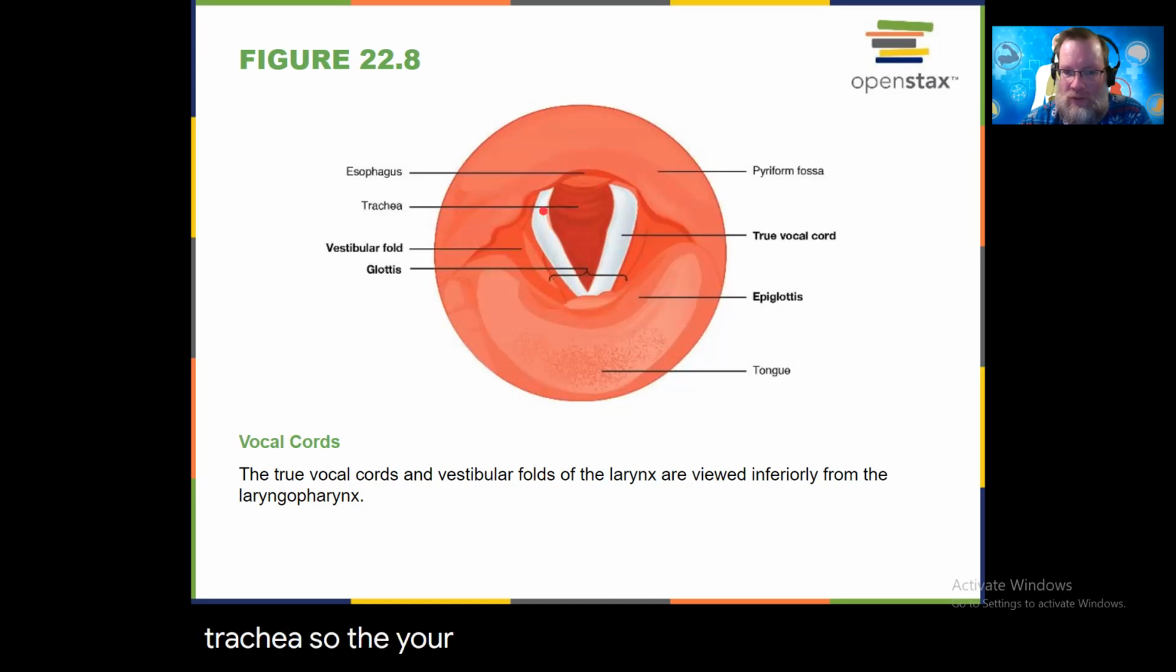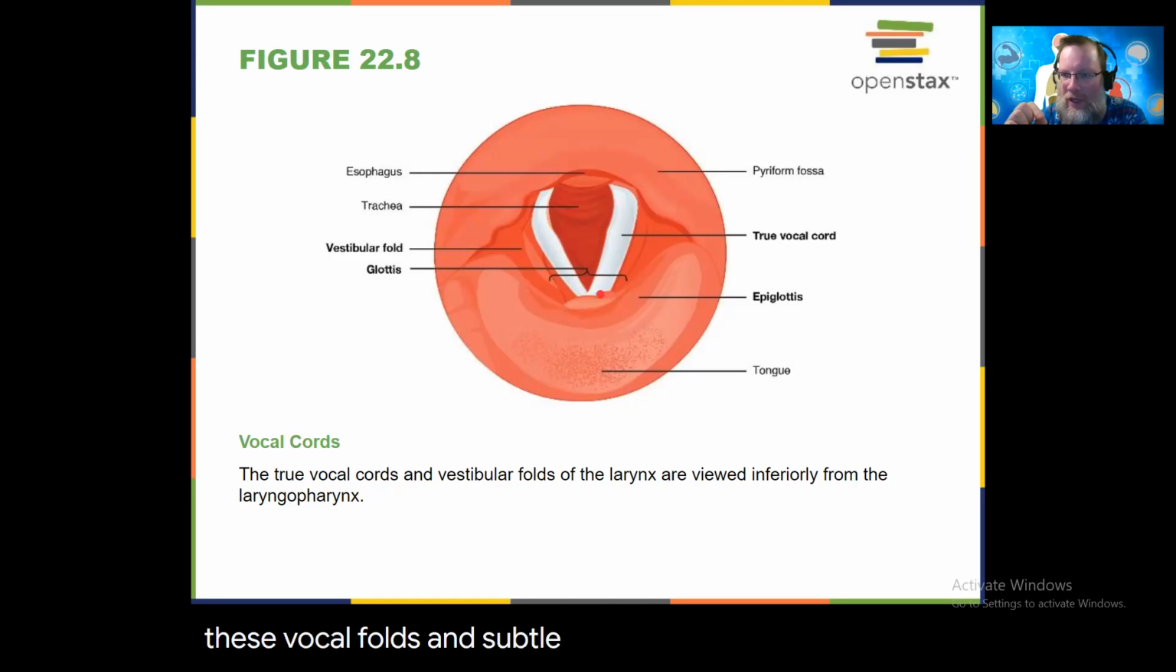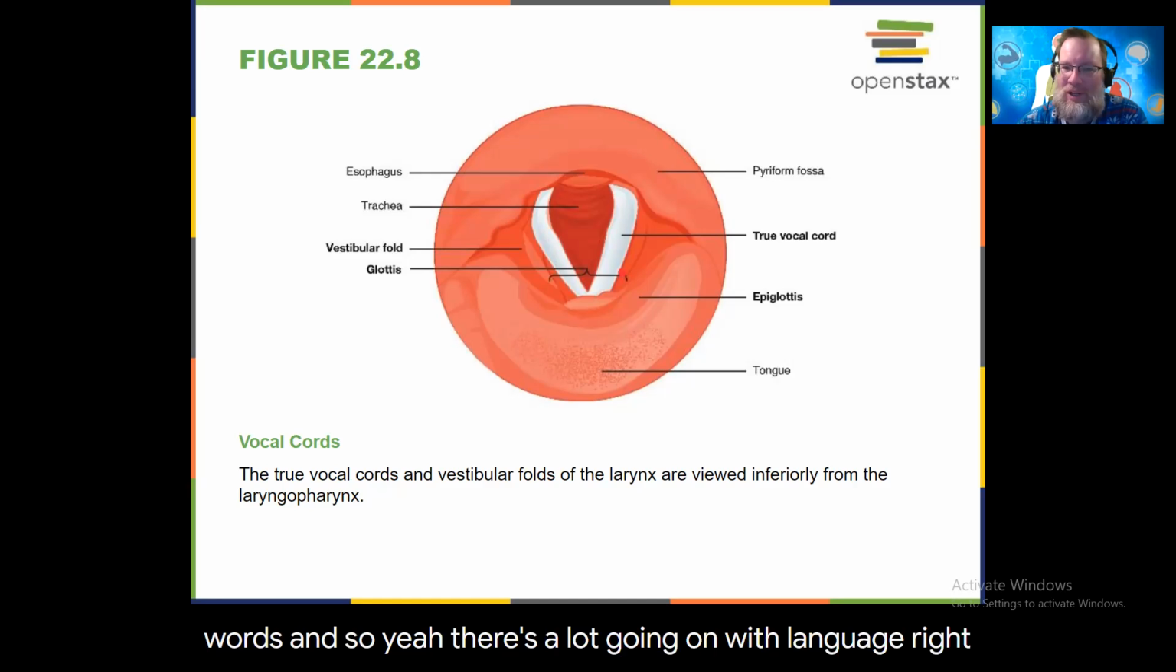So your goal is to really just be focused on the vocal folds, vocal cords, and these are vibrating as air is passing through. That's what's creating a variety of different noises. It's crazy, right? How we can talk, create all of these sounds that come from our brain and get them to vibrate these vocal folds in subtly different ways. And then of course our tongues are in different positions, and our teeth are in different positions, and our tongue against our teeth and the roof of our mouth and the bottom of our mouth and the flattening of the back for certain words. And so yeah, there's a lot going on with language, right? That's pretty complicated.